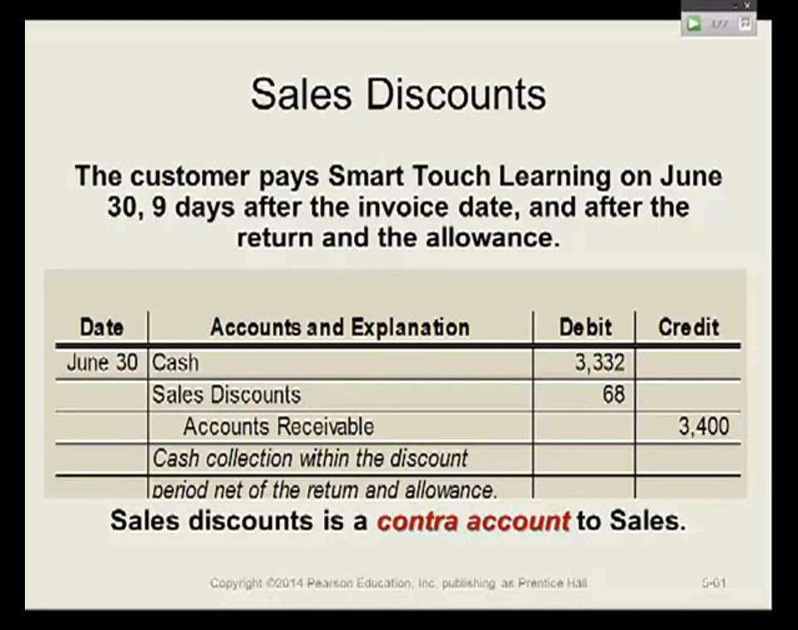So to wrap this up, when you look on the income statement, you'd have sales of $5,000. Slow it down, please. You have sales returns and allowances of $1,600, and then you have sales discounts of $68. Should I have the right number? So that becomes the net sales figure.